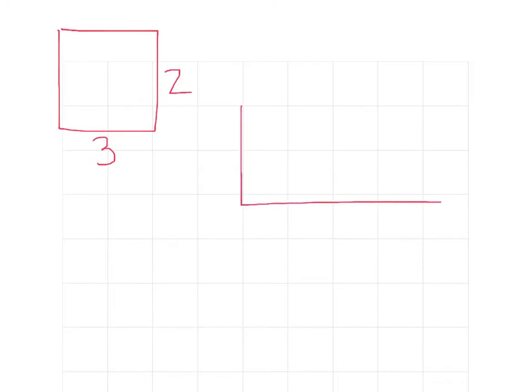I want you to go ahead and solve these 3 problems on your own. I'm going to draw the areas that I need you to solve. Then I want you to hit pause and solve them.